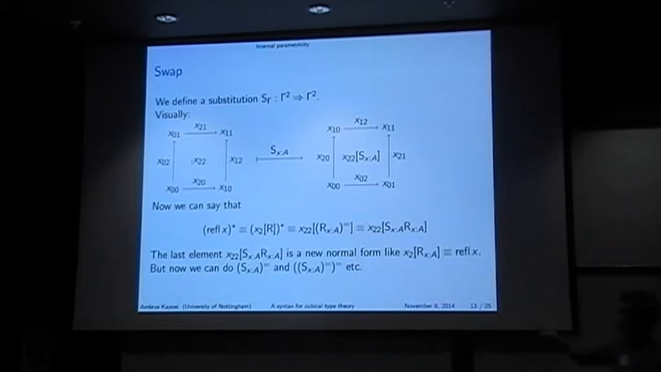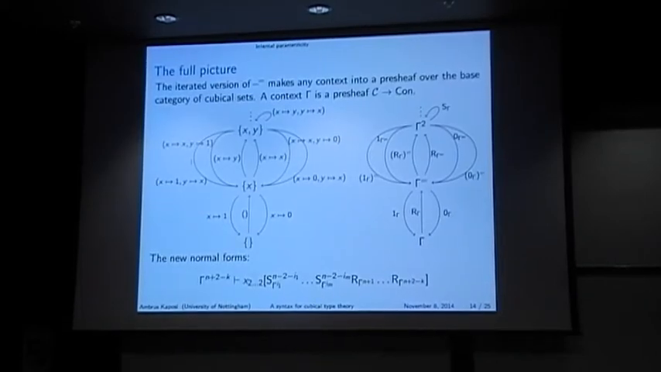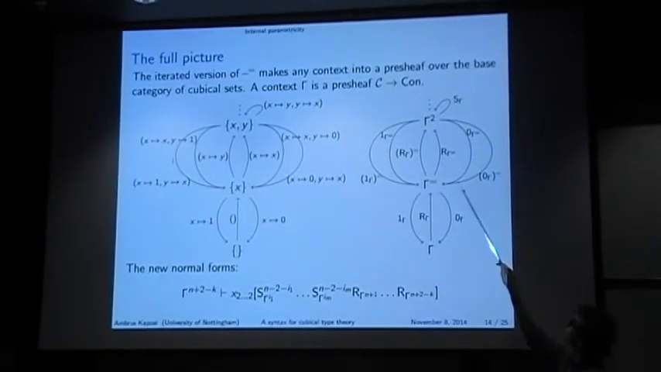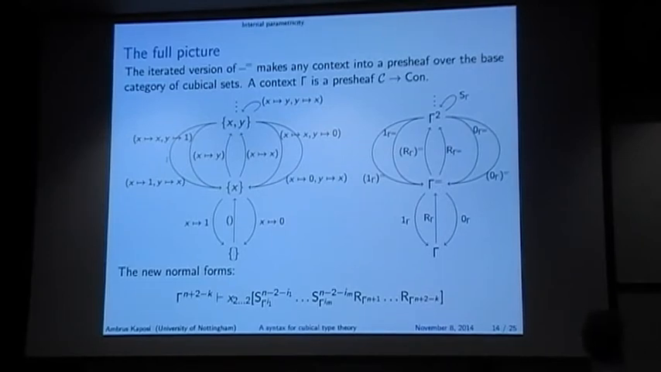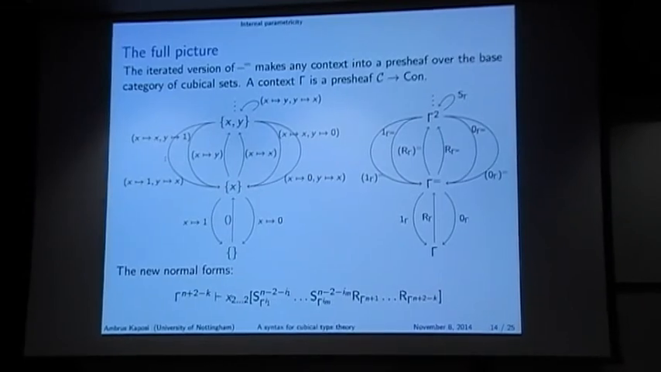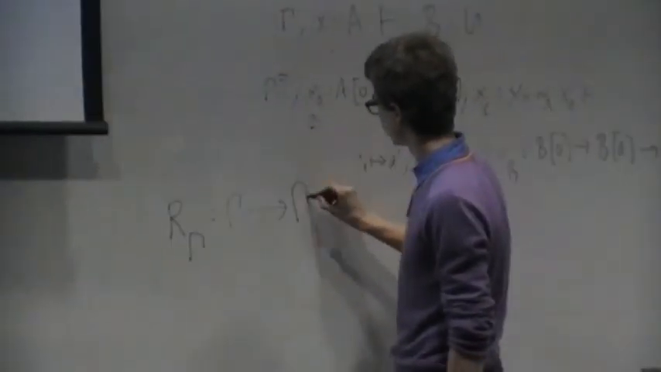So if we do this and look at the full picture, what's happening and how these things compose, then it turns out that this R and S and 0, 1 substitutions together with this equality context give the counterpart of the base category of the cubical set model. We define this R substitution for gamma, and it went from gamma to gamma equals.